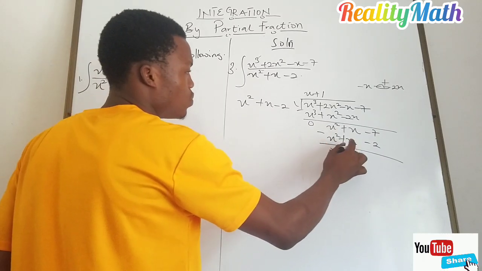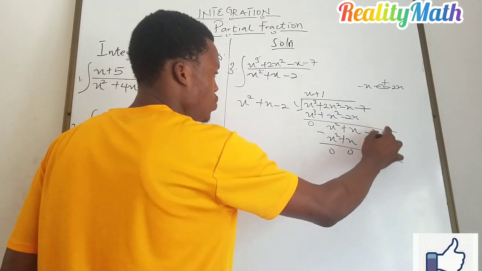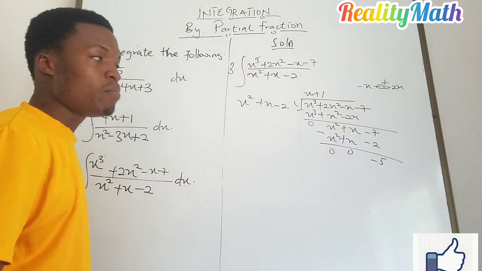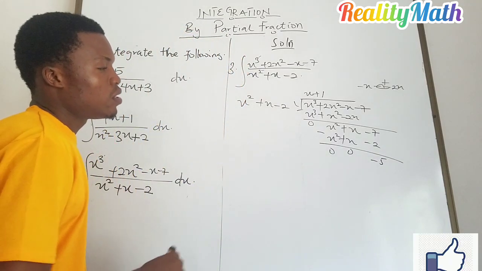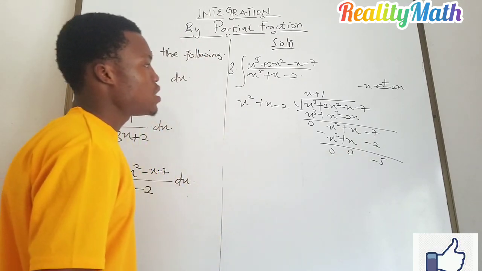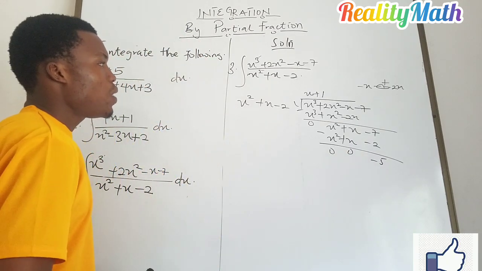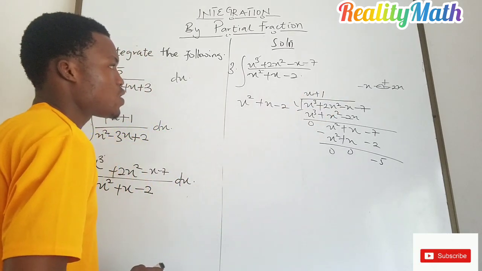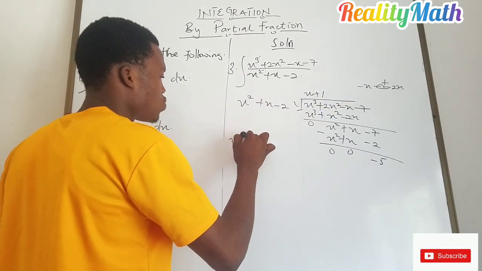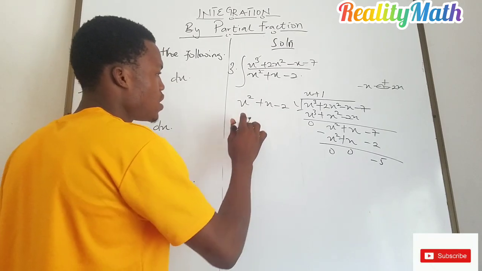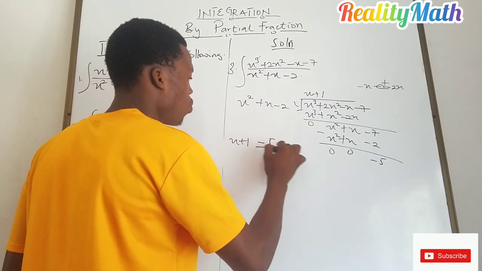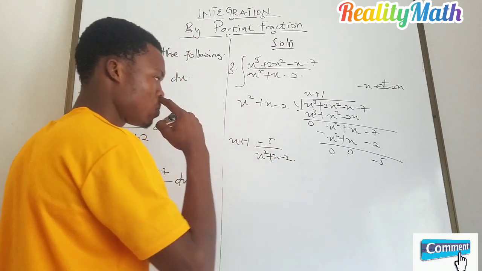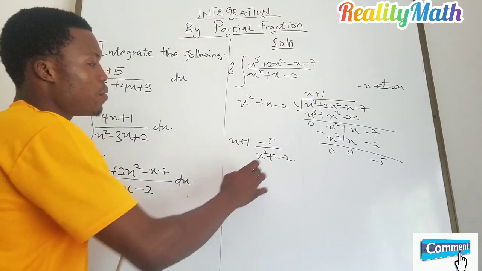This will give me 0. This also gives me 0. This gives minus 5. So that is minus 5. It means that we have our remainder to be minus 5. So what we are finally getting is that it enters x plus 1 times, and what is remaining is minus 5 over x squared plus x minus 2. So this now becomes our remainder.